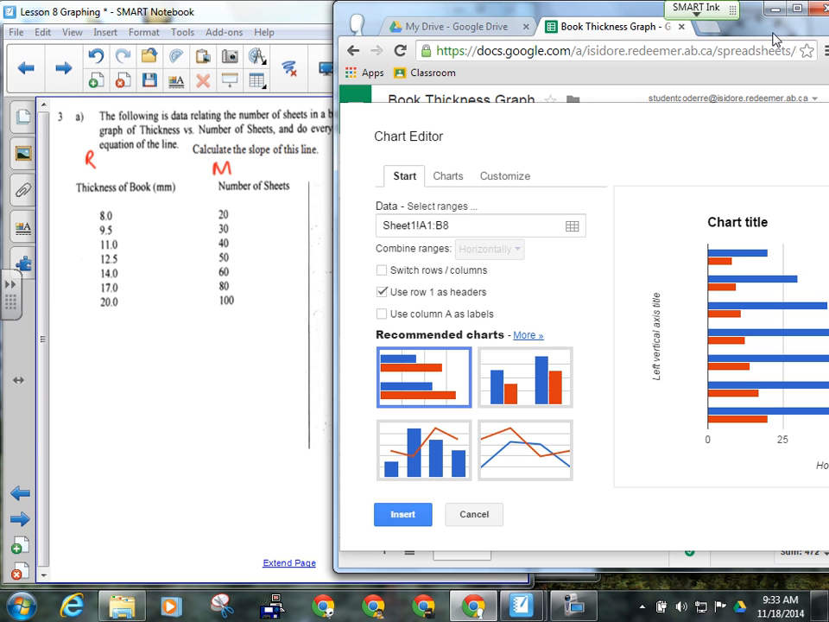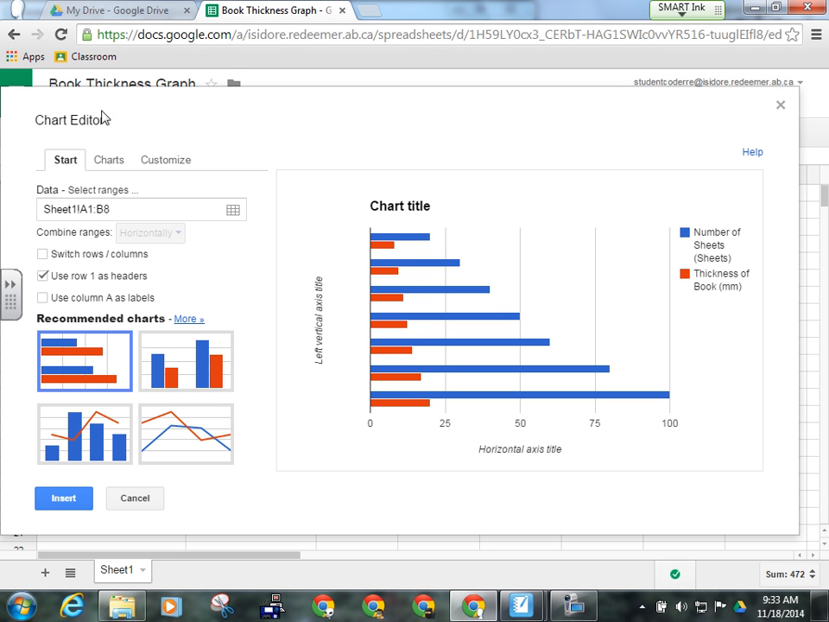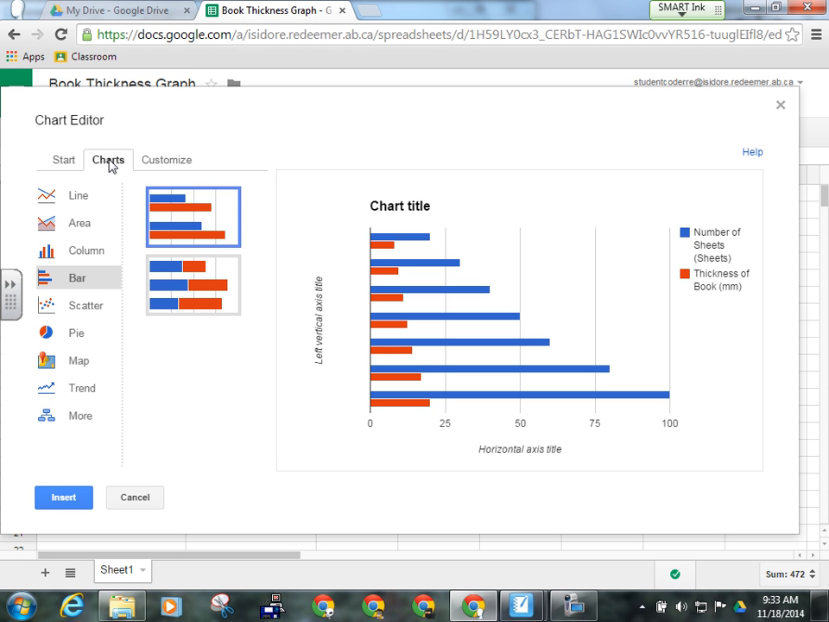Now that we don't need that other stuff, I'm just going to maximize here so you can see it a bit bigger. Now, I don't want anything from this first Start menu because there's nothing good there. I want to go over here to Charts. So click on the Charts heading, and you're going to see it gives you these options. Now, it says line, and we want a line graph, except that their line graphs are not the right kind of line graphs. So we're going down here to Scatter.